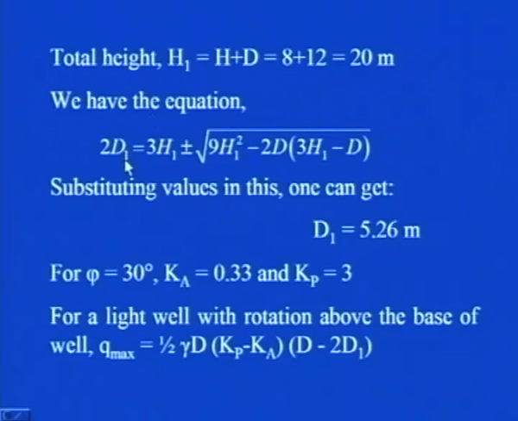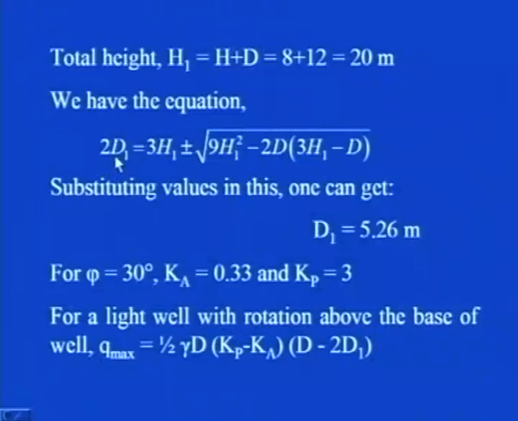Then you have the equation, because in calculating Q max, I told you that D1 is the only unknown. So, first we need to evaluate this D1. We have the expression 2 D1 is equal to 3 H1 plus minus the square root of 9 H1 square minus 2 D into 3 H1 minus D. If I substitute appropriate values, H1 equal to 20 meter and D equal to 12 meter, one can get D1 to be equal to 5.26 meter.